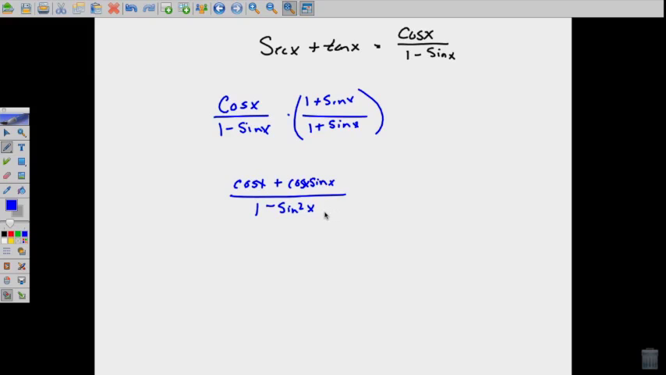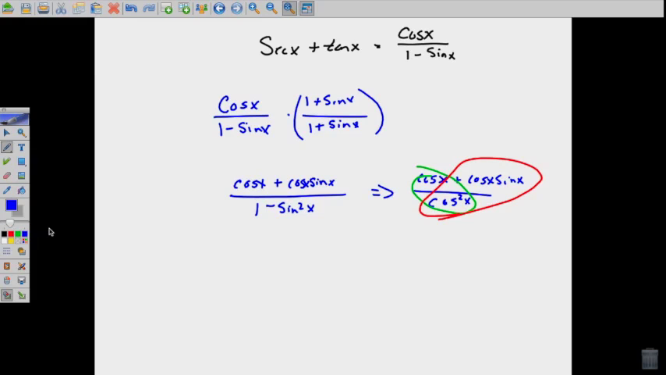Beautiful. Now I have some things that I can mess with, because I know that 1 minus sine squared of x, because I'm so good at using Pythagorean identities, is actually cosine squared. And on the top, should we do anything with it yet? Nah, let's leave it. Cosine of x plus cosine x sine x. Cool. Now I can split it. I can use this part, circle that, and alternately I can use this part, and I can just simply add the two together.